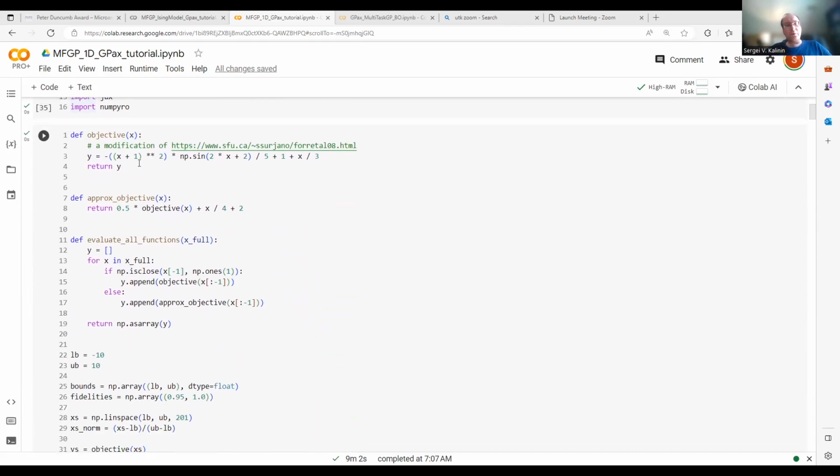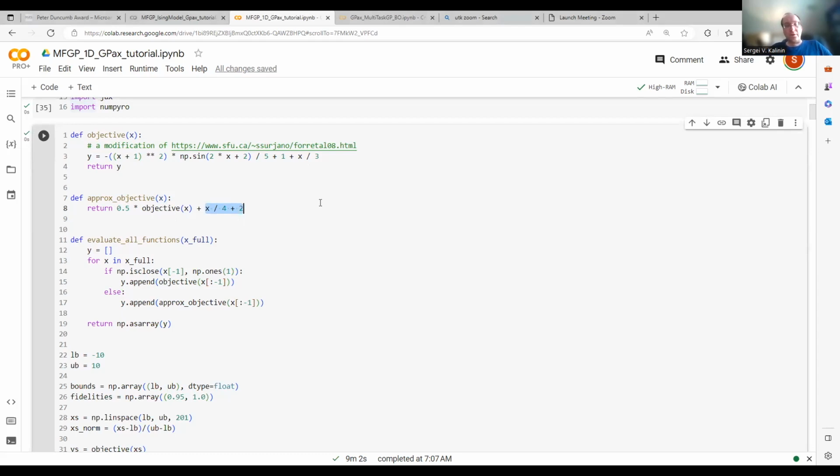This is the part where the fun starts. This is our objective function, the one which is expensive to measure, and this is our approximate function. Notice that the difference between the low-fidelity and high-fidelity function is this term, the addition of the linear term and the offset. So it's a relatively simple example. Feel free to explore this notebook, modify it, and make the examples more complex and more interesting.